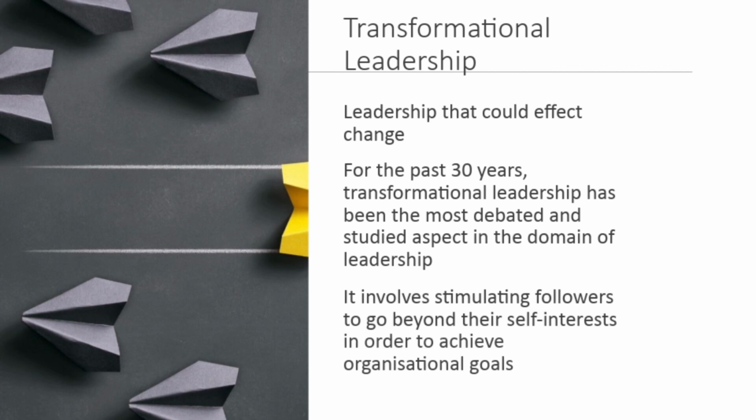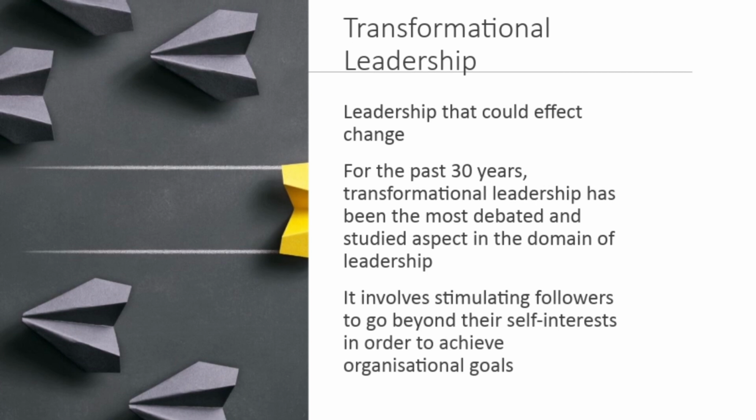For the past 3 decades, transformational leadership has been one of the most discussed, debated, and researched areas in leadership studies. At its core, transformational leadership is about inspiring and motivating followers to rise above their own self-interests, working instead towards shared organisational goals. It's not just about directing tasks. It's about changing mindsets, encouraging innovation, and creating a vision that people genuinely want to be part of.